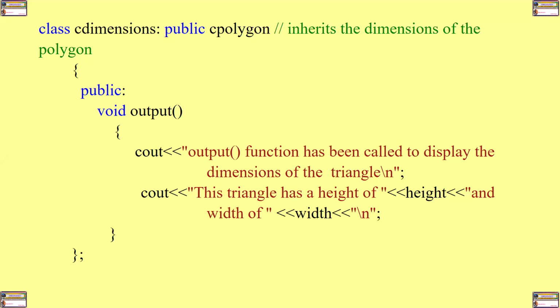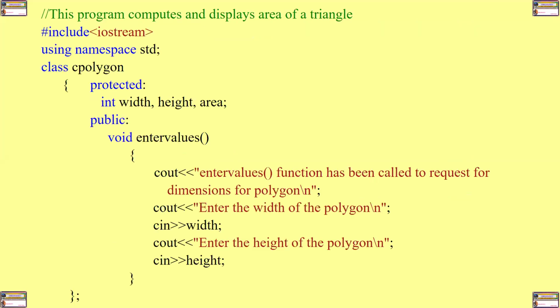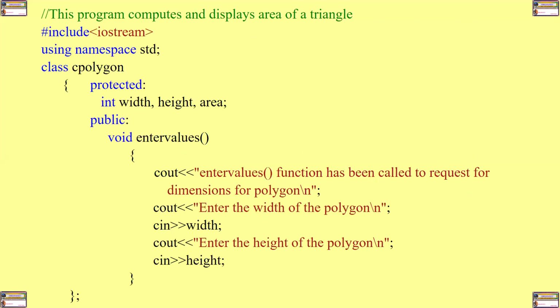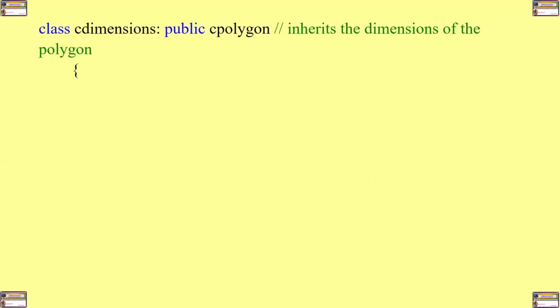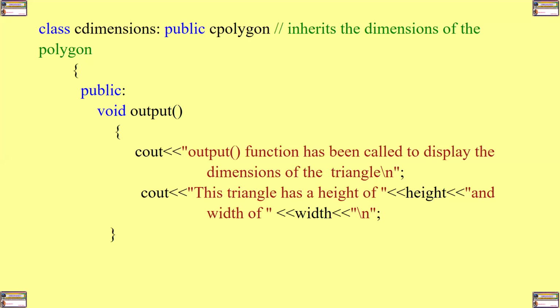Where is area? When we have area, if you look here, cPolygon, the work for the method called enter values is simply to read the values for height and width and store them in the respective members. And as you can see, area is also a member of the class cPolygon. Because the class cDimensions is inheriting the properties of polygon, it is able to pick the values for the member called height and the value for the member called width and display them on the screen.